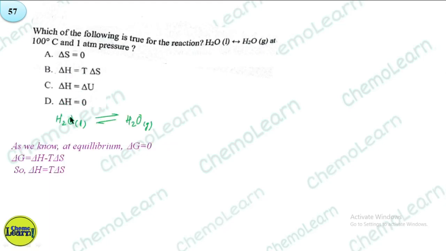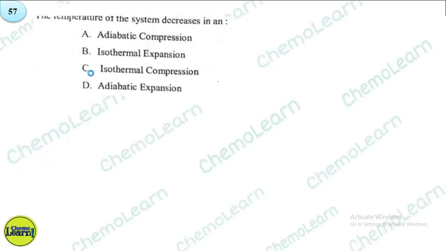You know, for this equilibrium, H2O liquid to H2O gas, for any equilibrium state, delta G, the change in free energy, equal to 0. So from thermodynamics, this relationship exists: delta G equal to delta H minus T delta S. When delta G equal to 0, delta H will be equal to T delta S. So option B will be the correct one.